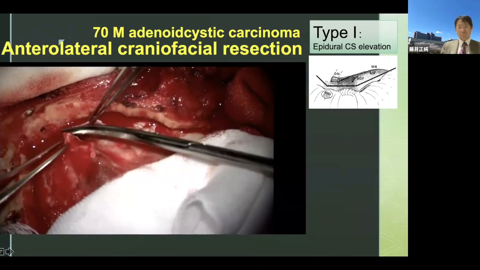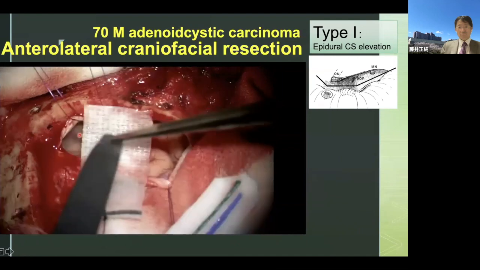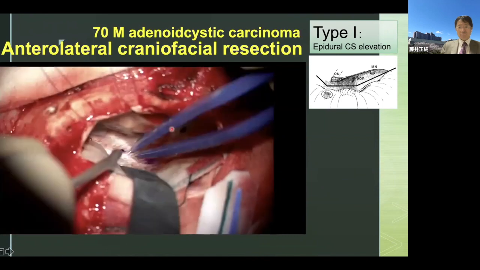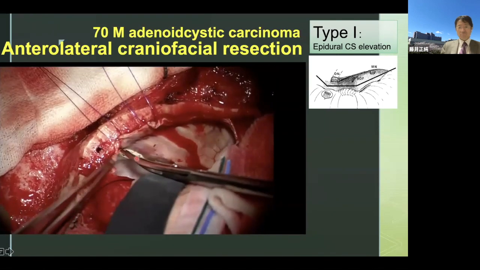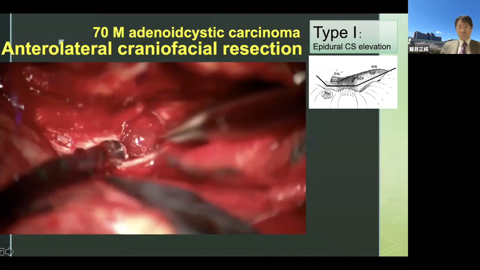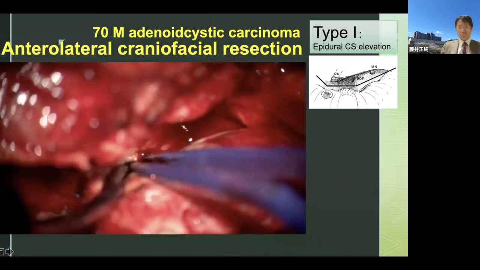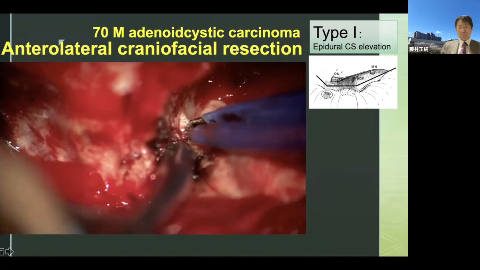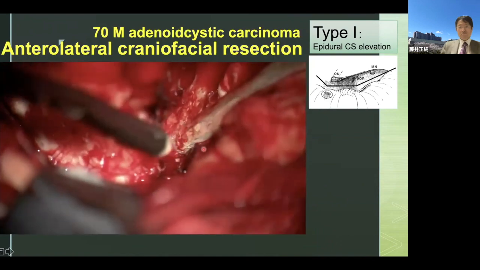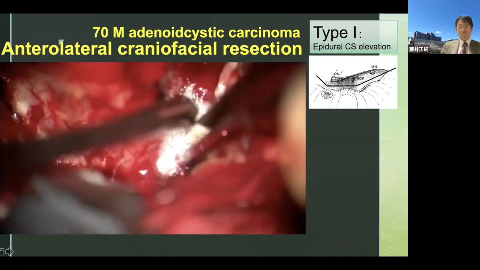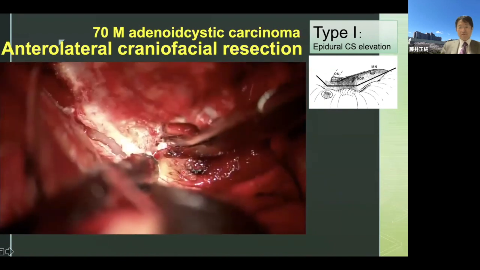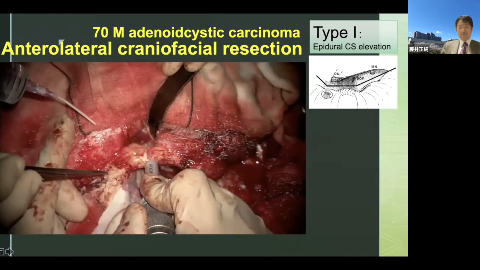Here after craniotomy, dural incision. Because a part of the anterior cranial base dura must be incised in an en bloc fashion. So now the dural incision is made, and then we go into the skull base area and remove the anterior clinoid process. And here now we are cutting the superior orbital fissure, and then elevate the CS, cavernous sinus, from the bone. And now open the optic canal and cut the optic nerve.